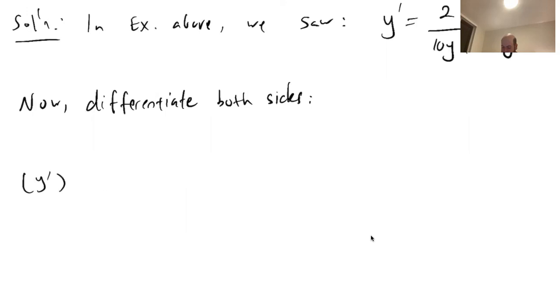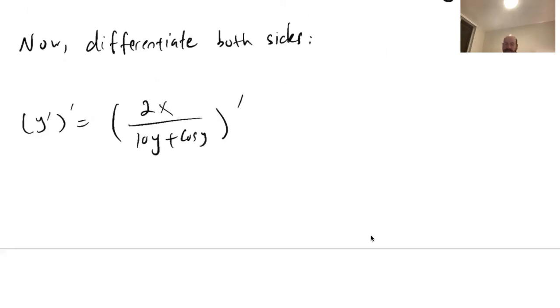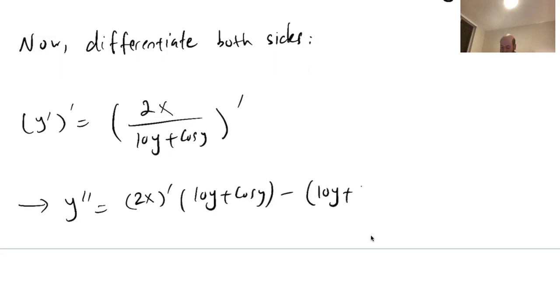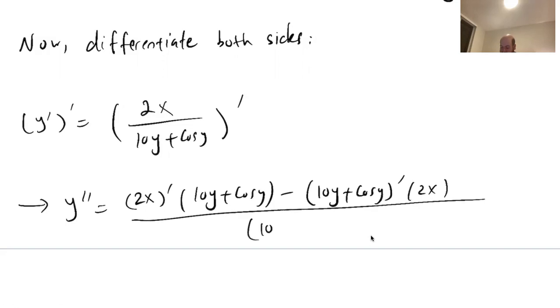So we get y prime equals 2x divided by 10y plus cos y. Now we differentiate. The derivative of the left-hand side, y prime, is y double prime, which is what we're looking for. For the right-hand side, we have to use the quotient rule because it's the quotient of two functions. So: the derivative of 2x times 10y plus cos y, minus the derivative of 10y plus cos y times 2x, divided by 10y plus cos y the whole squared.